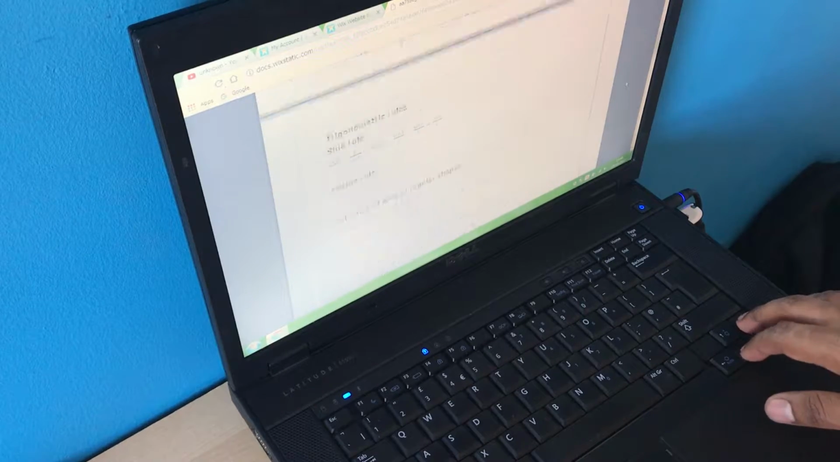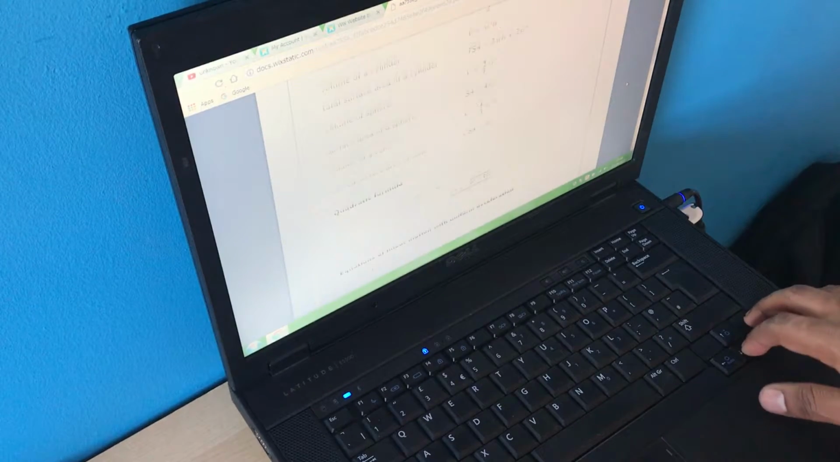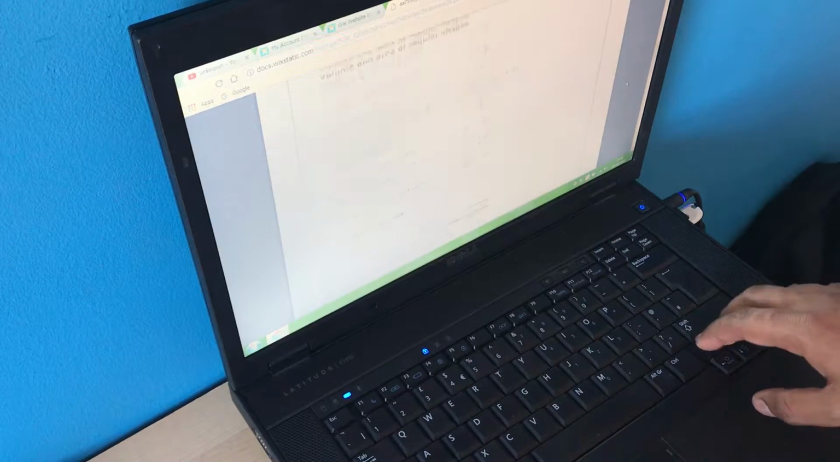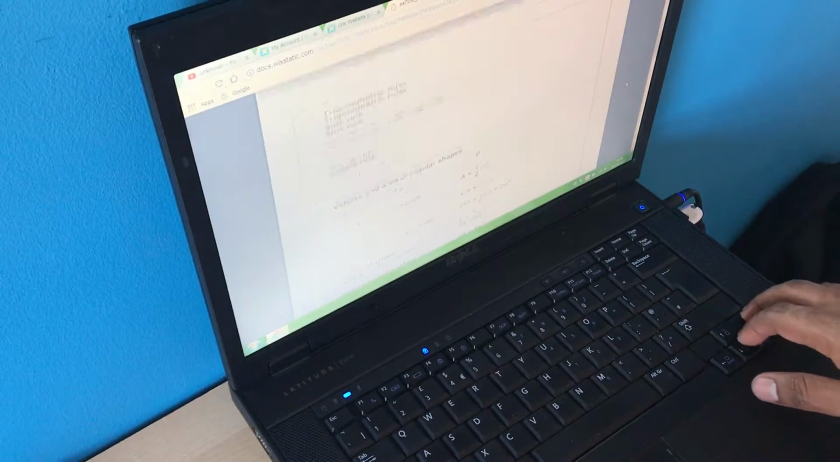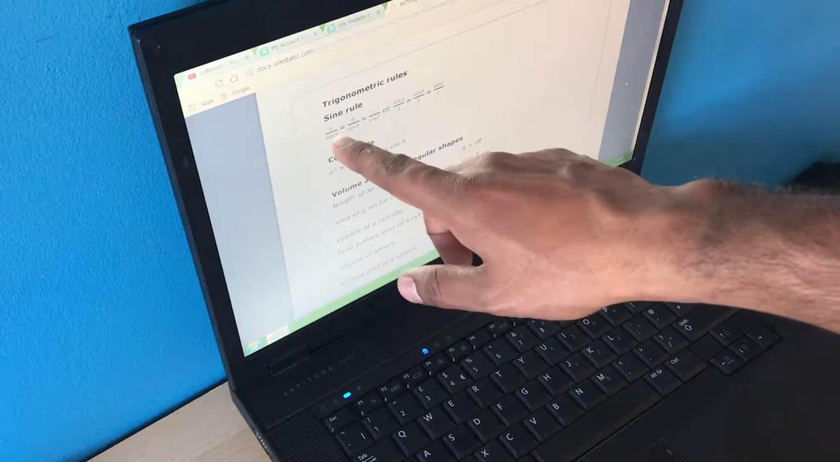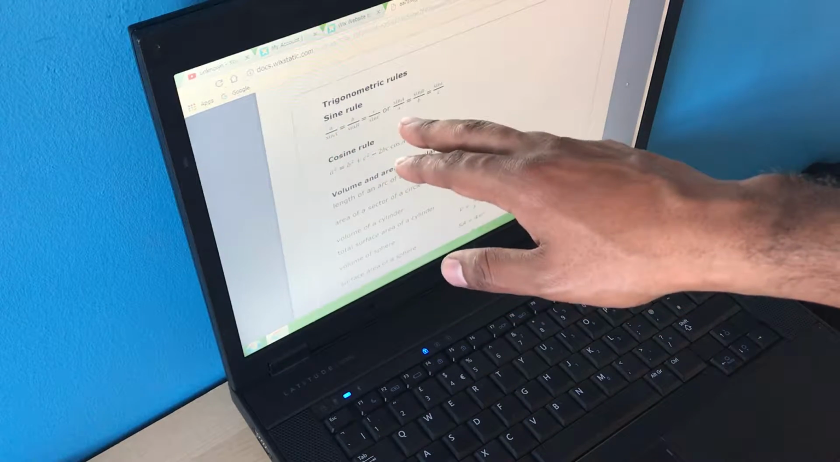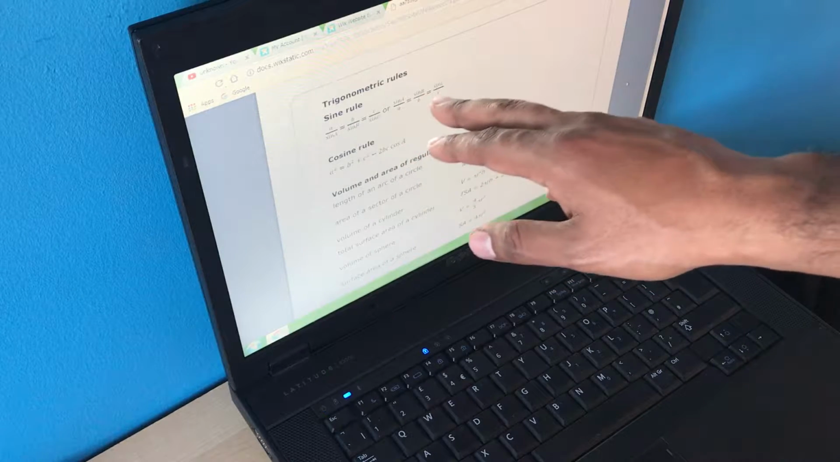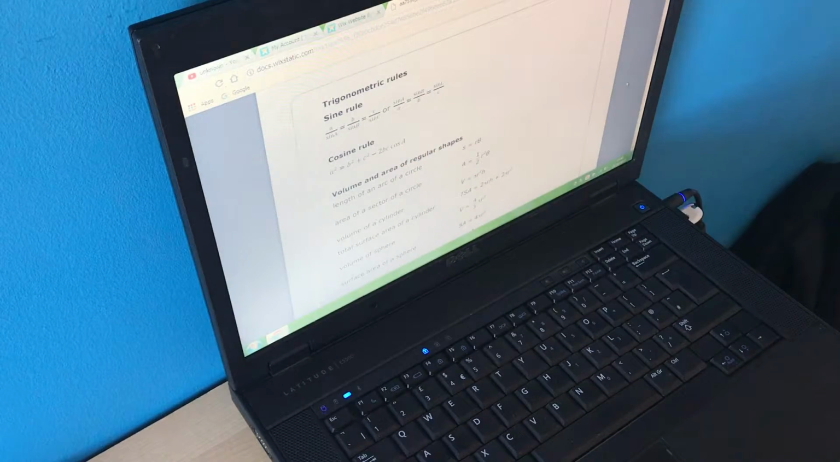It is on page number 4. At the very top you have trigonometric rules. Now you will be using the sine rule, which is sine A over a equals sine B over b equals sine C over c. Now back to the problem.